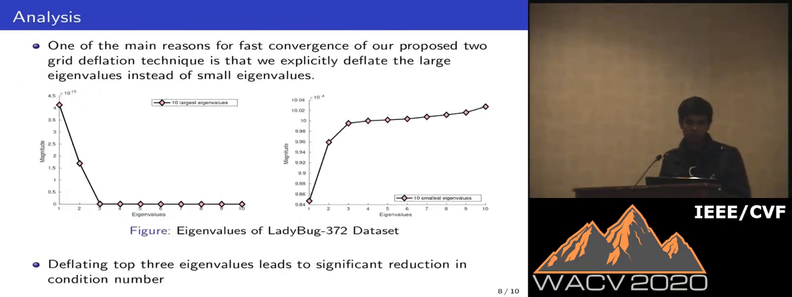The main reason for the fast convergence of our proposed two-grid deflation technique is that we explicitly deflate the large eigenvalues instead of the small eigenvalues, because small eigenvalues are really expensive to compute, as it involves taking an inverse of the matrices. And as you can see here, the largest eigenvalue is of the order of 10 to the power 15. That's why if we deflate the largest eigenvalues, the convergence is fast.